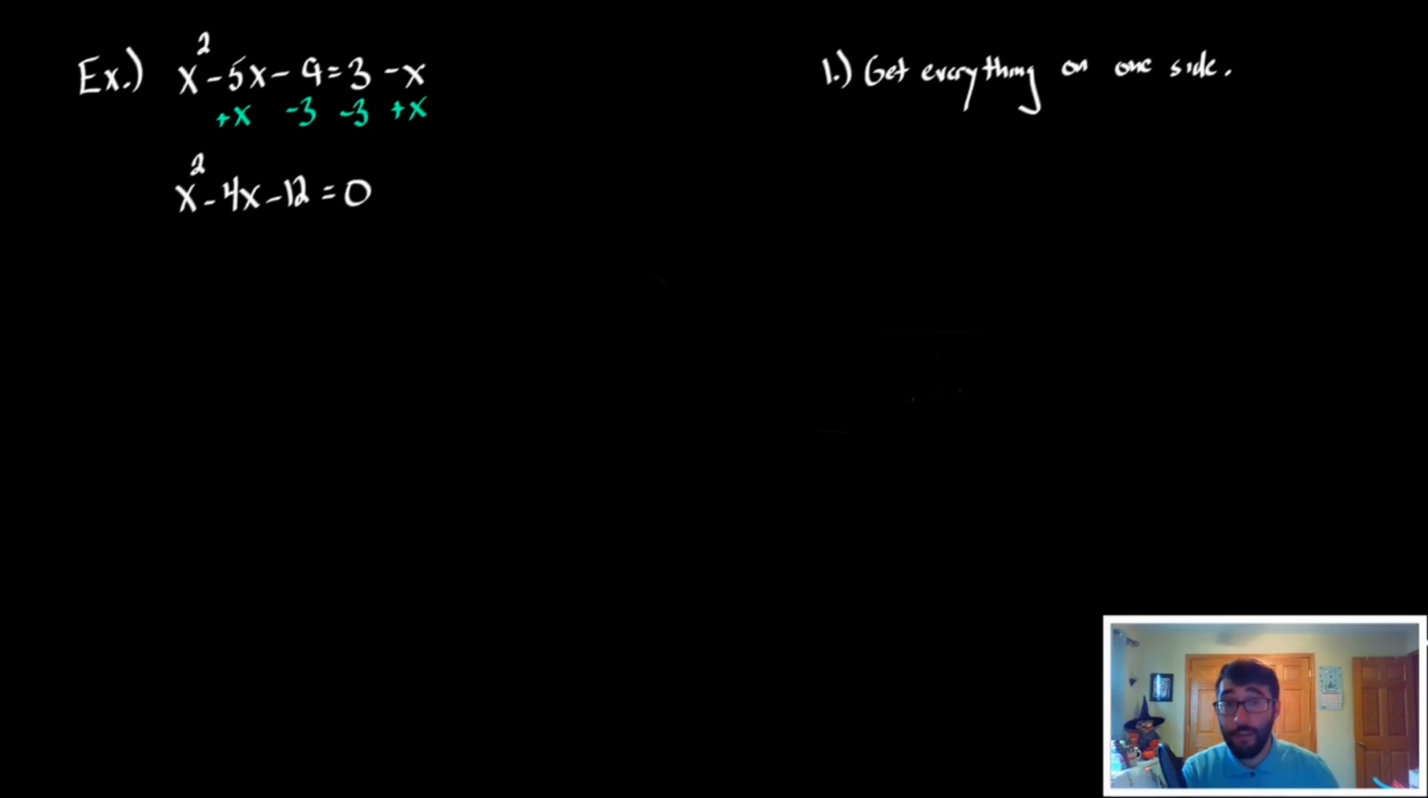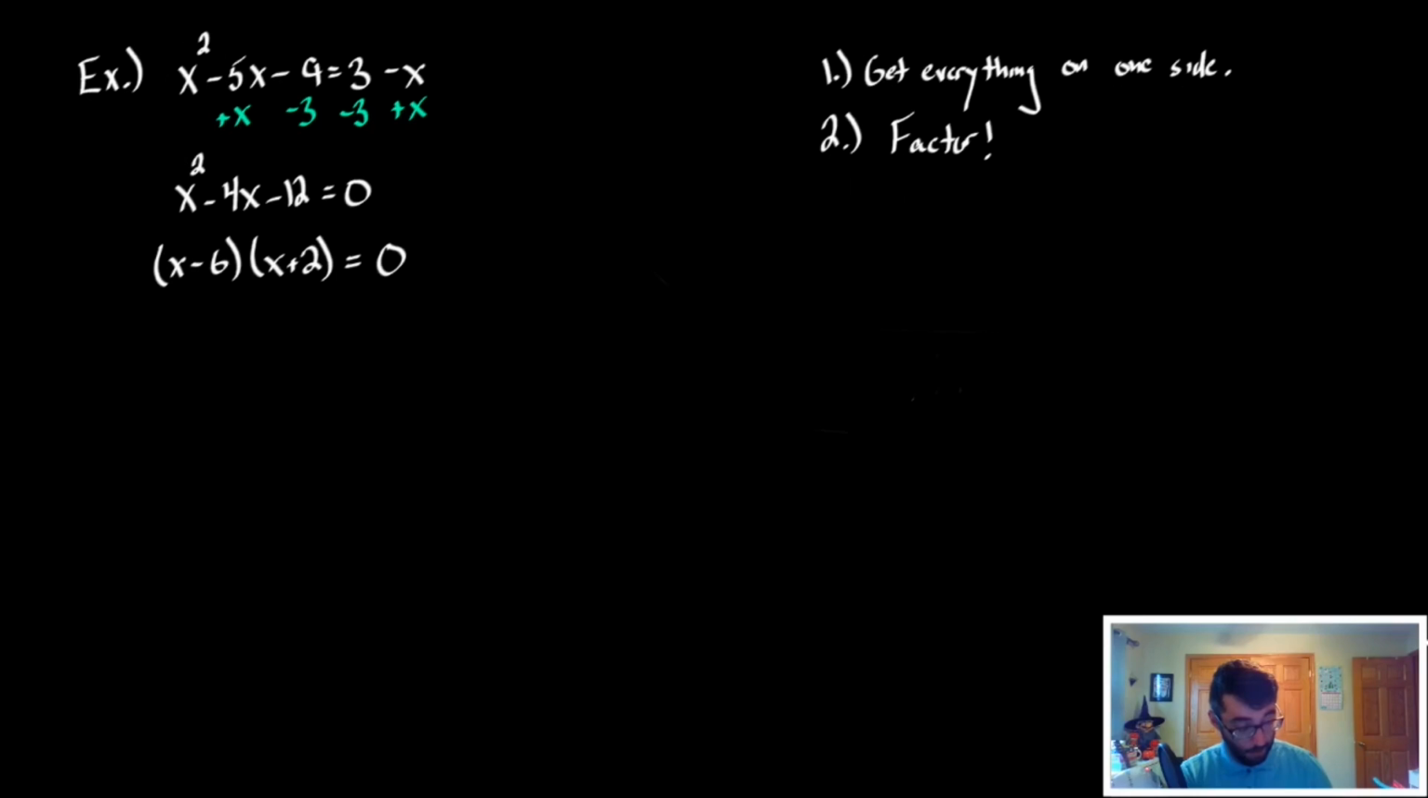Now, once we have everything on one side of the equation, the next thing we need to do is factor. Always look for a greatest common factor first. We don't have one here, so we're just going to go straight into factoring this trinomial. And like I said, I'm not going to cover how to factor. This is just going to go straight to its factored form. And its factored form would be x minus 6 and x plus 2. So this would end up being our factored form.